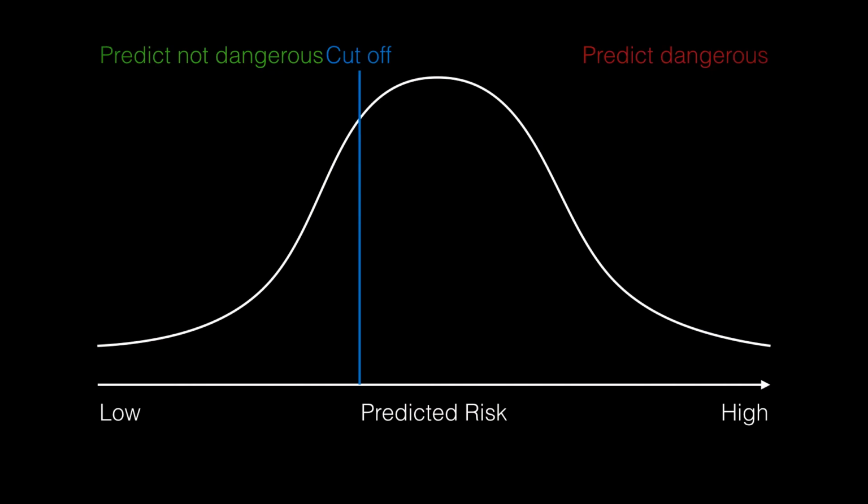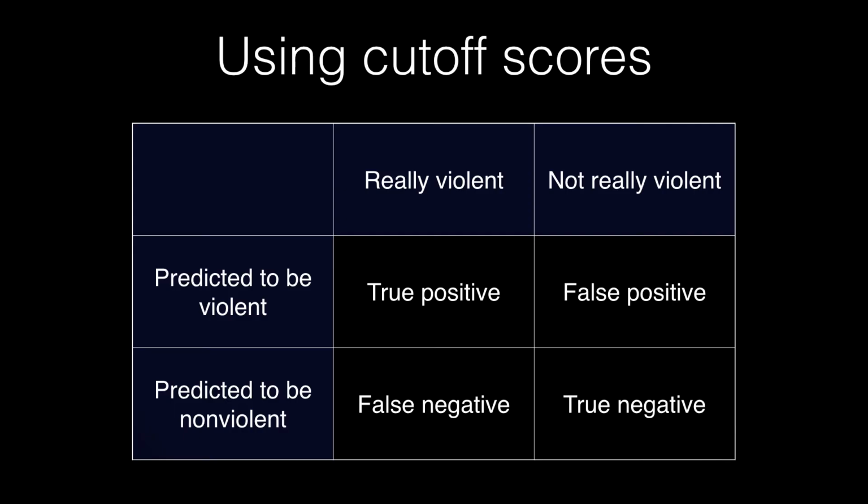The problem is that because predictions are not perfect, no matter what cutoff point we use, there'll be some errors in prediction. If we set our cutoff to be very low, that is, we say somebody is dangerous even if the probability of dangerousness is relatively low, we'll certainly make a lot more true positive decisions, but we'll also make a lot of false positive errors. This is when we say the person is going to be violent, but they're not actually violent. This isn't a good outcome because somebody might be kept in prison even though it would be safe and better for them to be released into the community.